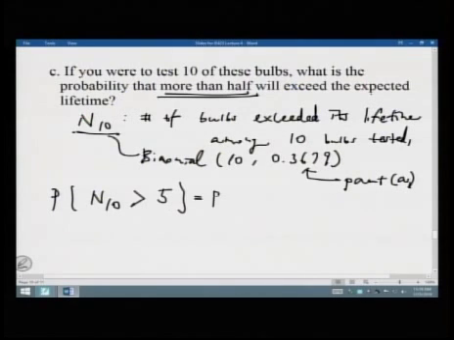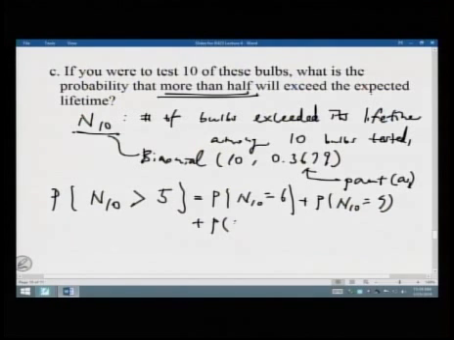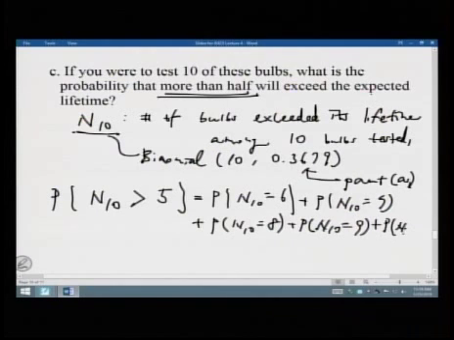So that's going to be probability N sub 10 is equal to 6, N sub 10 equal to 7, N sub 10 equal to 8, N sub 10 equal to 9, and then N sub 10 equal to 10. Okay?